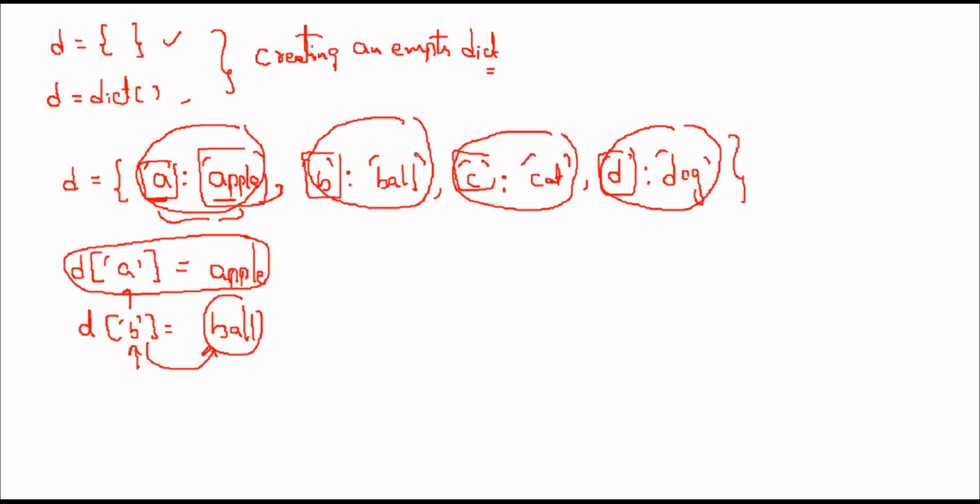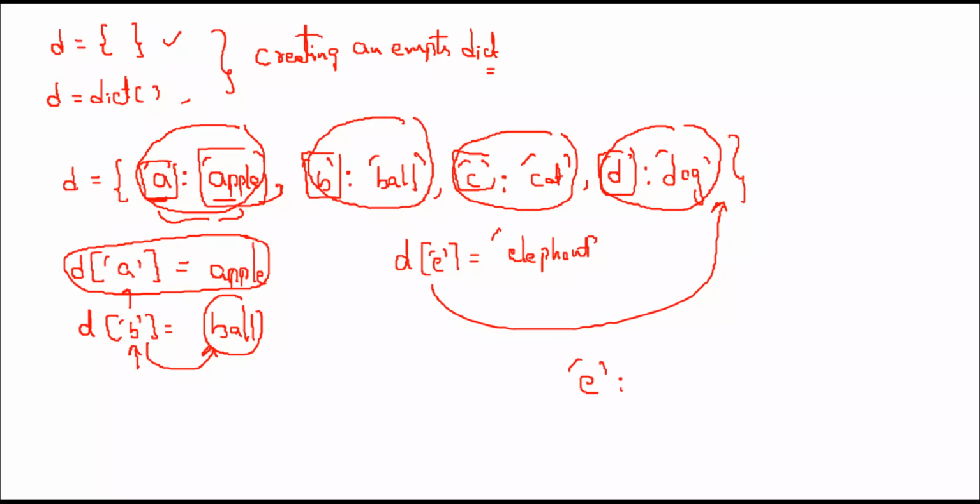Suppose you want to add an extra element into the dictionary, you can write like this: D of E, E for elephant. Here this element is added to the end of the dictionary. So this key value pair, E colon elephant, will be added as a fifth element in the dictionary. In the dictionary, you don't have any index, but you have to keep the elements one by one.